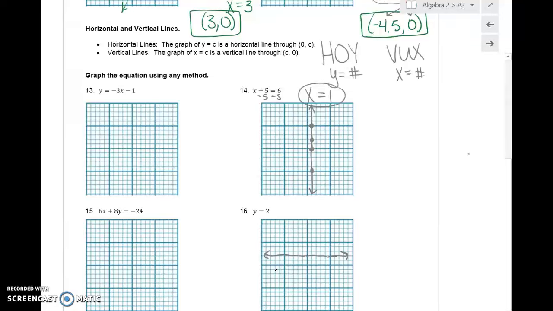Number 13 is another for you to practice graphing in slope-intercept form, and number 15 is another for practicing standard form. How do you feel? Do we need to do those, or do you want time to work on your assignment? Assignment? Okay.